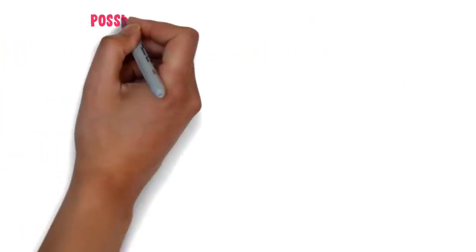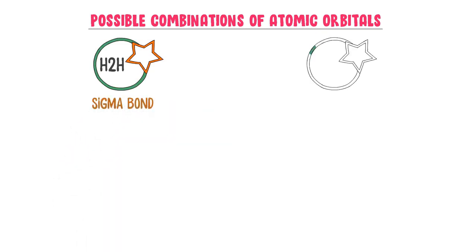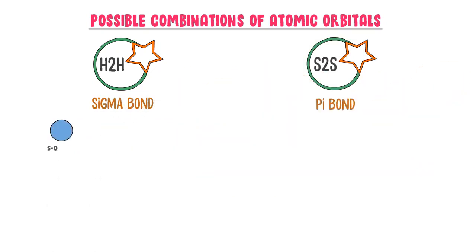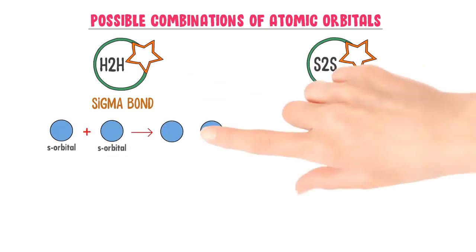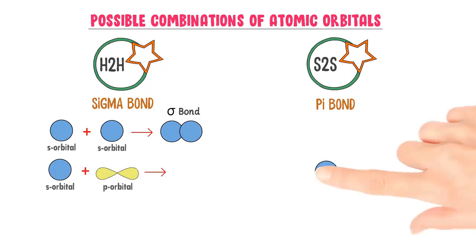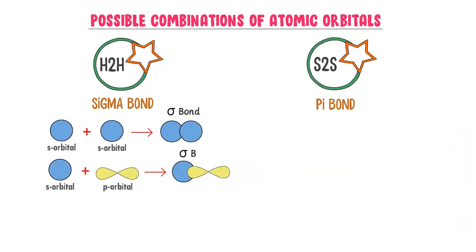Now, what are the possible combinations of atomic orbitals that form sigma bond and pi bond? Well, we know that head-to-head overlapping of atomic orbitals always form sigma bond, and side-to-side overlapping of atomic orbitals always form pi bond. For example, s orbital plus s orbital always overlap headwise to form sigma bond. Secondly, s orbital and p orbital always overlap headwise to form sigma bond.